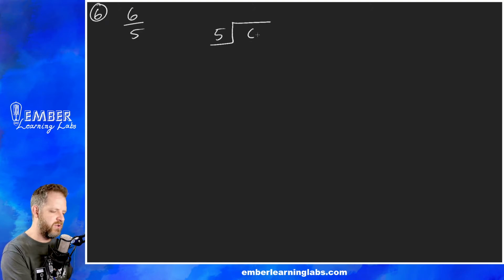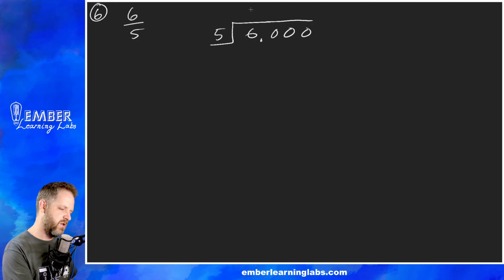5 goes into 6.000. I don't know that we'll have to go out that far, but that's the most we'd ever have to go out. 5 goes into 6 once. Don't forget to float up your decimal. 1 times 5 is 5. Subtract. We end up with 1. Bring down a 0.